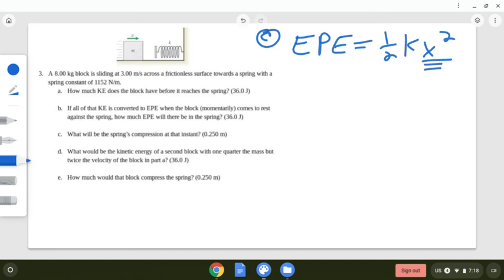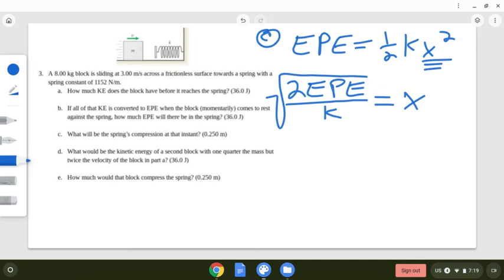And what's that going to look like? Well, first multiply everything by 2. That will kill off the 1/2 on the right side. And that'll give you EPE is equal to kx squared. And then divide everything by k. That gets rid of the k on the right side. And then all of this would be equal to x squared. But then, how do we deal with the squared? Just take the square root of both sides. If you do that, the squared goes away, and you end up with this over here.